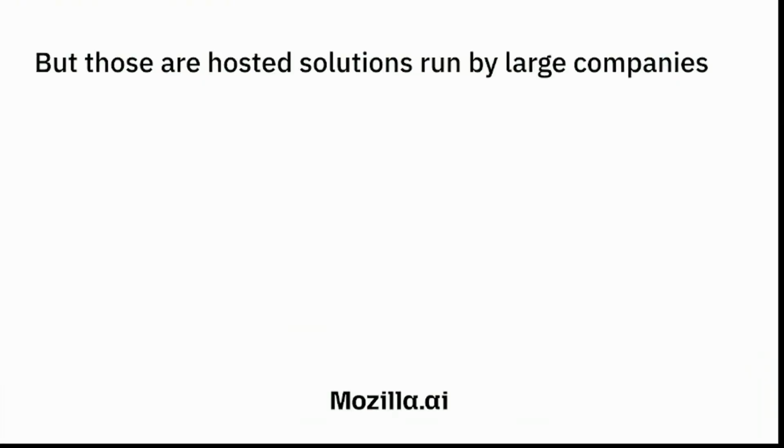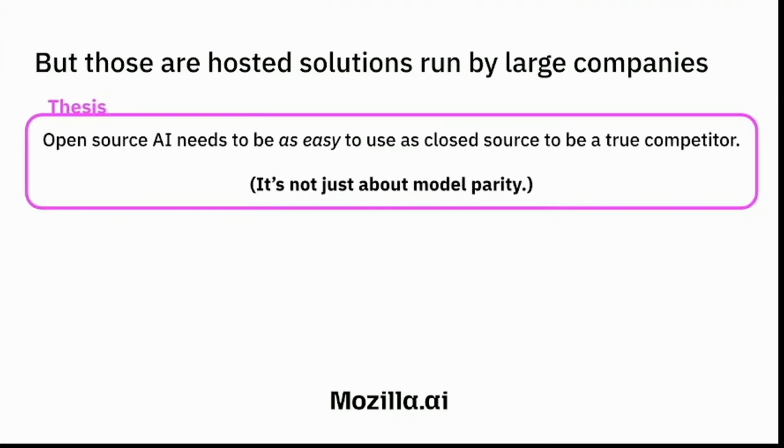So these are hosted solutions run by large companies. That is admittedly a very specific population. We're expecting AI to be used by every person on the planet, and so that is not just hosted solutions run by large companies. So again, coming back to this, open source AI needs to be as easy to use as closed source, more than just model parity, right? So if I don't have an IT team that can actually stand one of these things up and guardrail over it, I don't want to default to closed source just because it's harder for me to use.